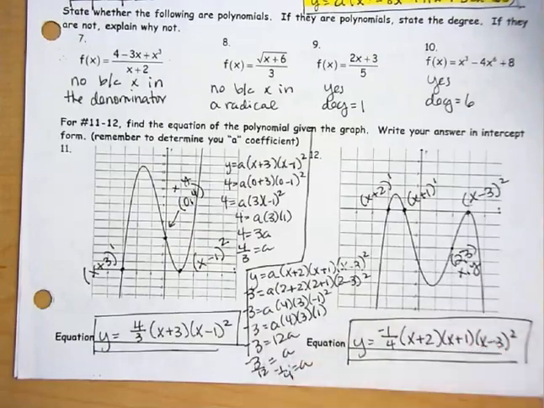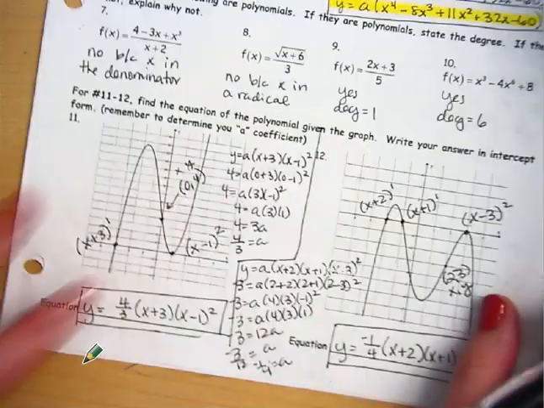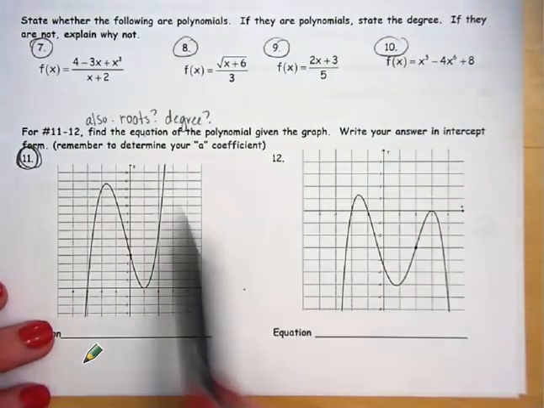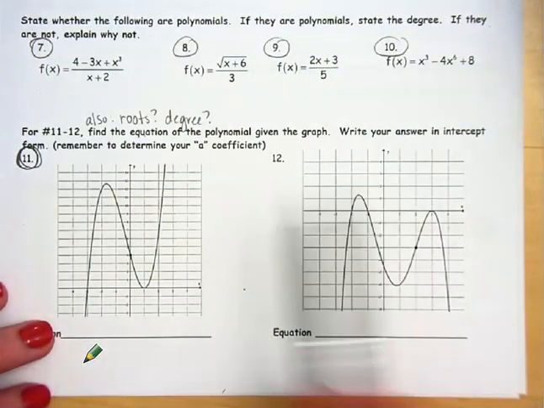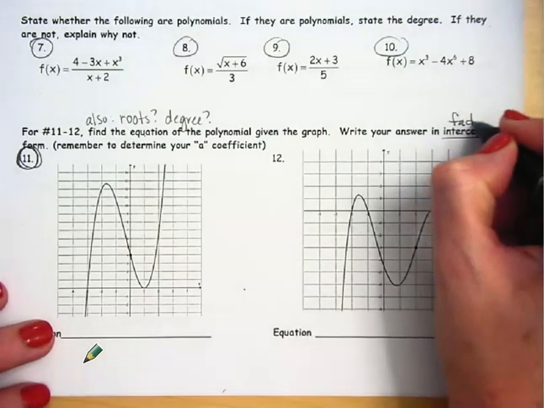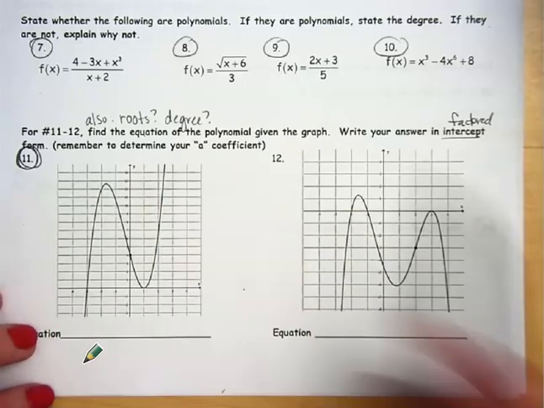For this next section down here, I'm going to work through the second one. You can see the solutions to the first one on the PDFs in your Google Classroom. So we have this graph. This is find the equation, write your answer in intercept form. Remember that means factored form. And remember to determine your A coefficient.